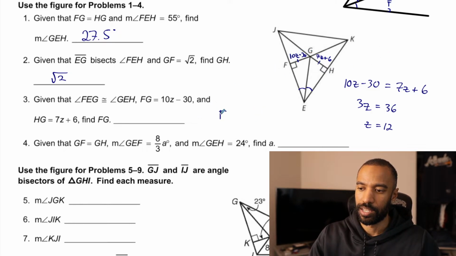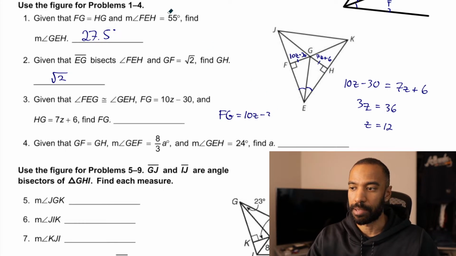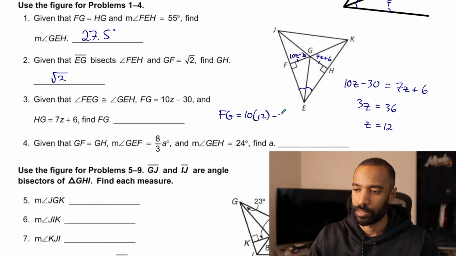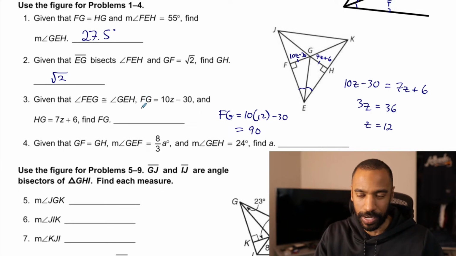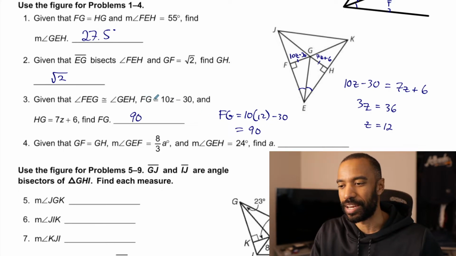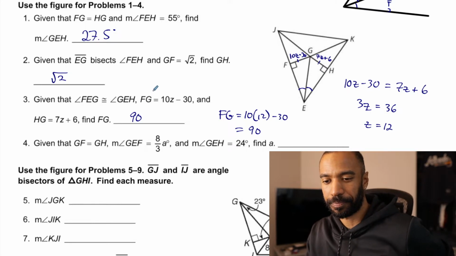So FG is 10 times 12 minus 30, which is 120 minus 30, or 90. This isn't 90 degrees. Don't just automatically put degrees here. It's 90 units in length.